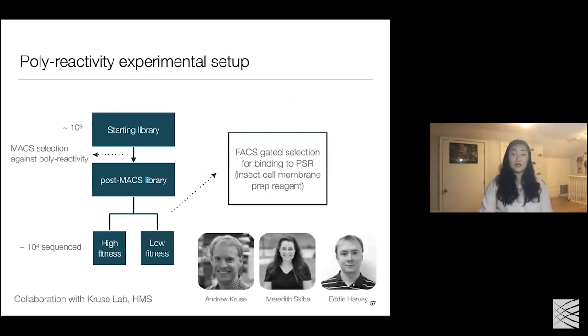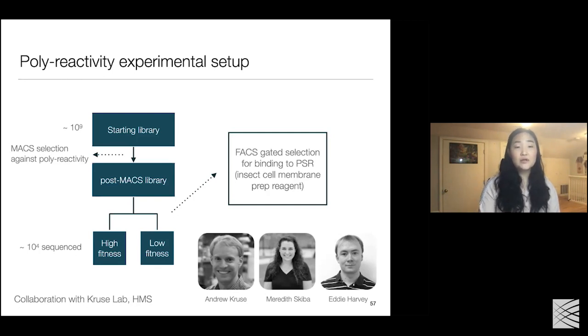Similarly, with polyreactivity: polyreactivity is a problem because you don't want an antibody that binds great to your antigen but also binds great to everything else. You want it to be highly selective. This work is done with Andrew Cruz, Meredith Skiba, and Eddie Harvey. What they have been doing with us is a FACS selection for binding to PSR. PSR is an insect cell membrane prep reagent, which is commonly used as the standard to eliminate highly sticky nanobody sequences or antibody sequences from your selection experiments.